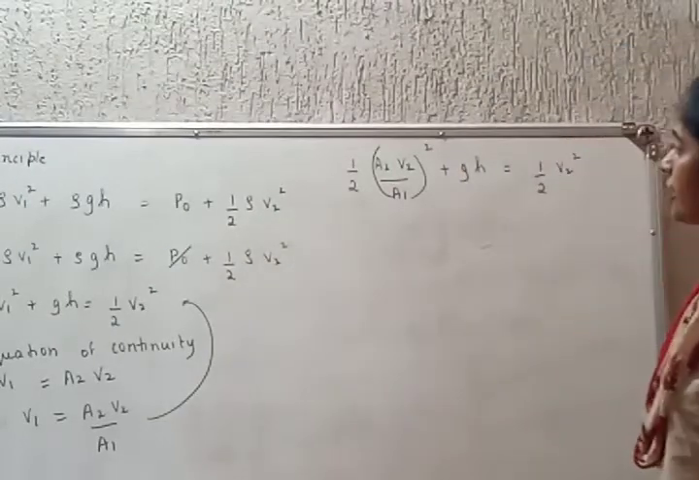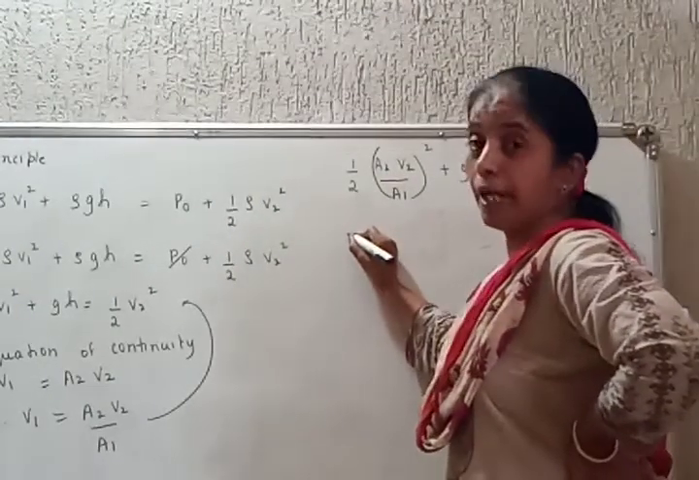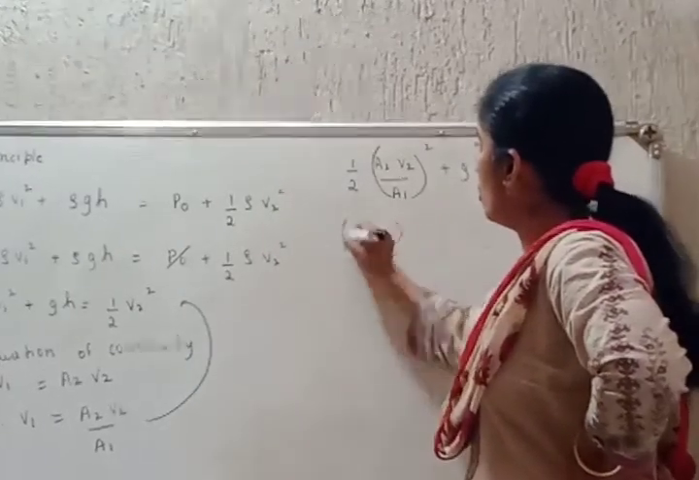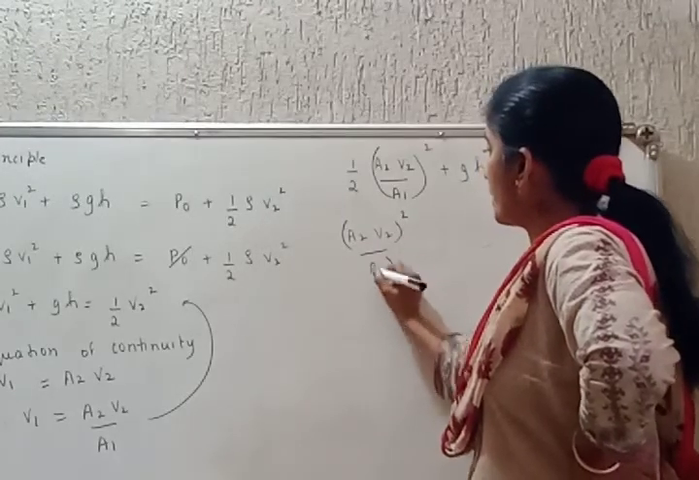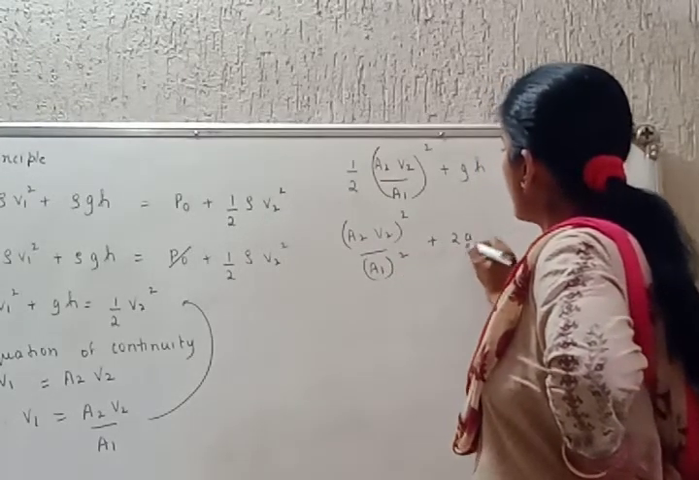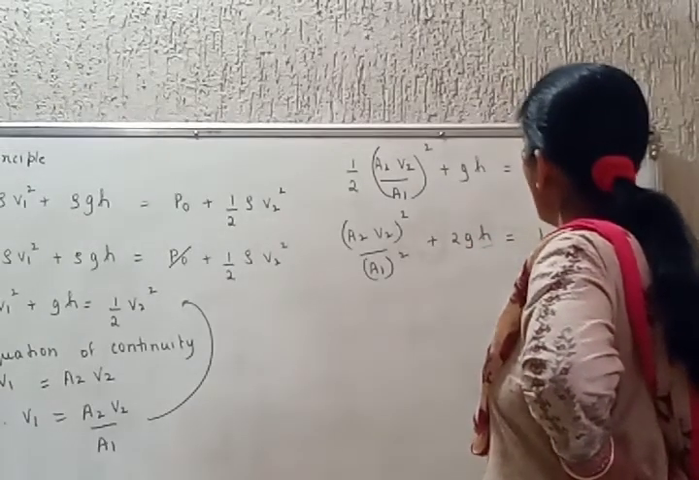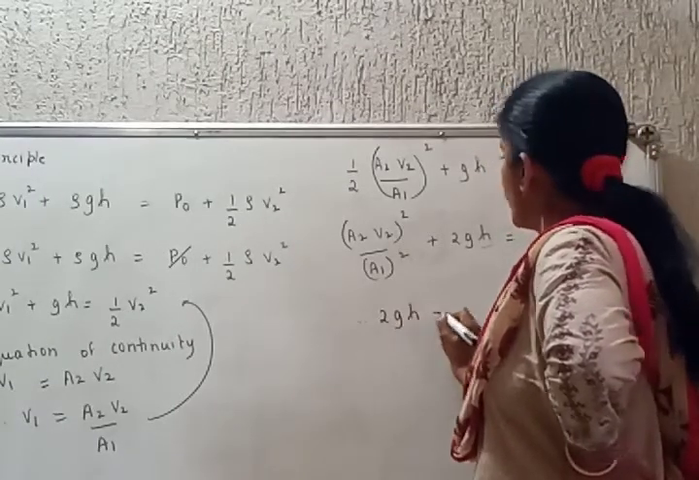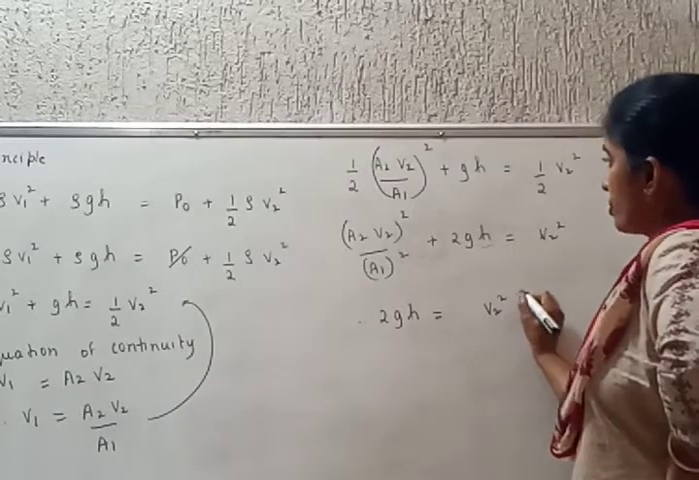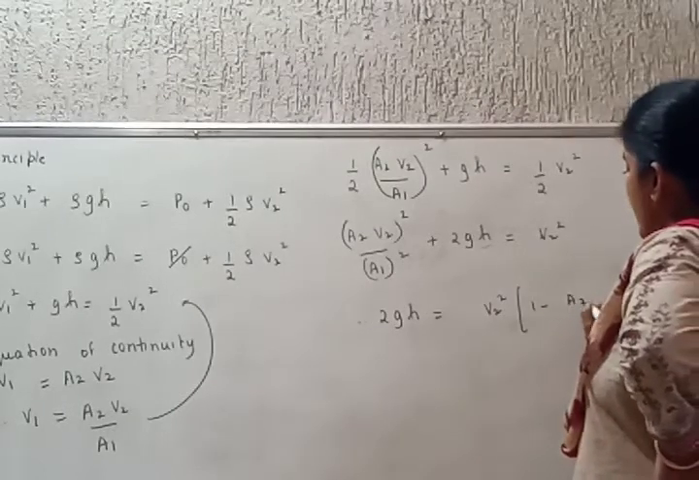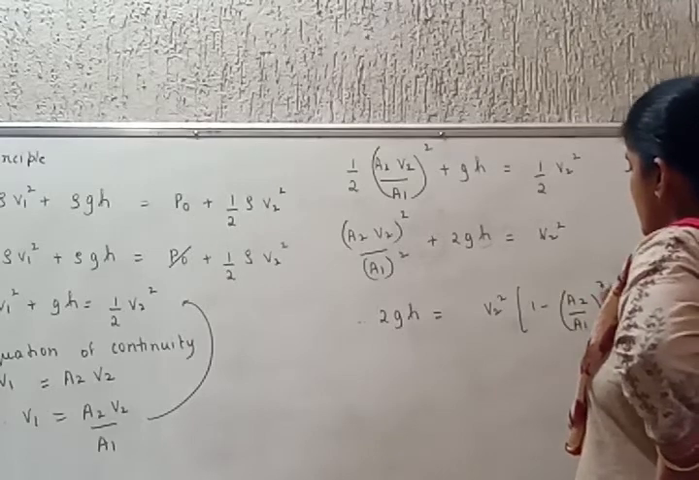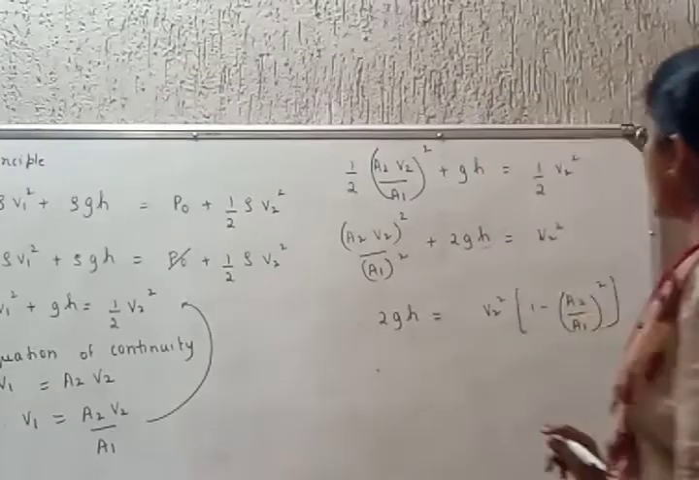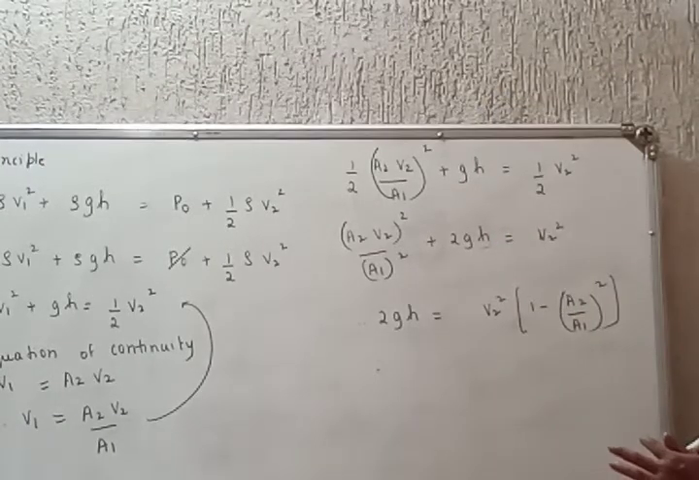हाँ, what do we get here? आता एक मल्टिप्लाय करून घेऊया. A2 V2 the whole square upon A1 square plus 2GH is equal to V2 square. Therefore 2GH is equal to V2 square common, 1 minus A2 upon A1 square. Okay? Or therefore what do we get here? A2 upon A1 the whole square.